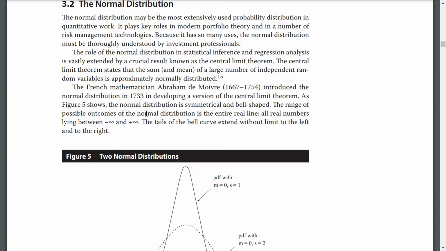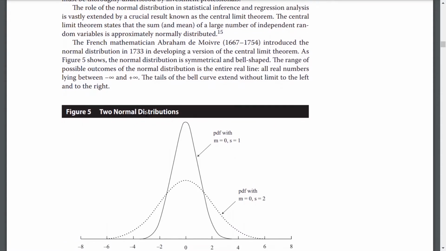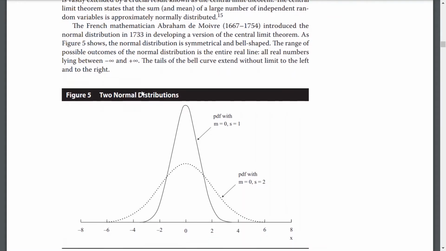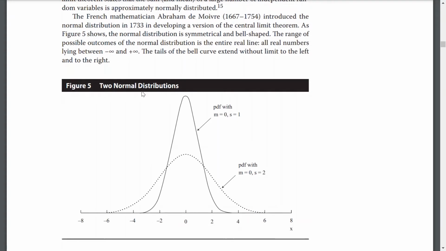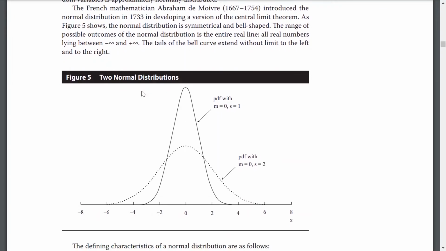The central limit theorem states that the sum and the mean of a large number of independent random variables is approximately normally distributed. The French mathematician Abraham de Moivre introduced the normal distribution in 1733 and developed a version of the central limit theorem. As Figure 5 shows, the normal distribution is symmetrical and bell-shaped, covering all real numbers from negative infinity to positive infinity. The tails of the bell curve extend without limit to the left and to the right.